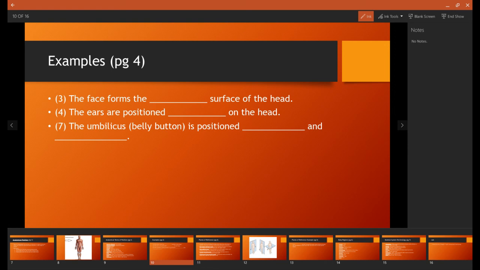Next one, the umbilicus or belly button is positioned blank and blank. So if we're thinking about it, the belly button is found on the front of the body, so anterior or ventral would be the better word for that. And then also, it's right on that midline, so it'd also be medial. So anterior or ventral, and then also medial would work best for that example.